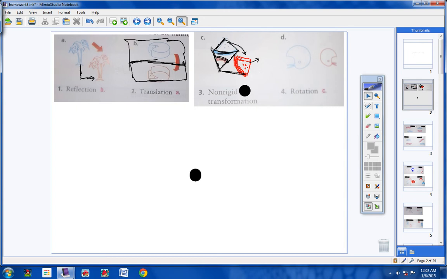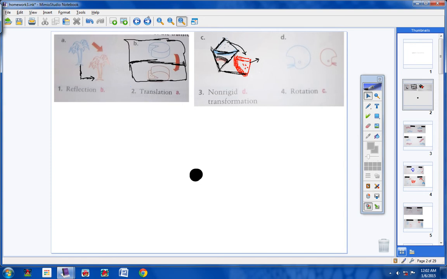And of course here for letter D, notice how the image here is much larger than the image here. So we call this a non-rigid transformation. Non-rigid transformation. So letter D would go with number 3. Okay. Alright, moving on.